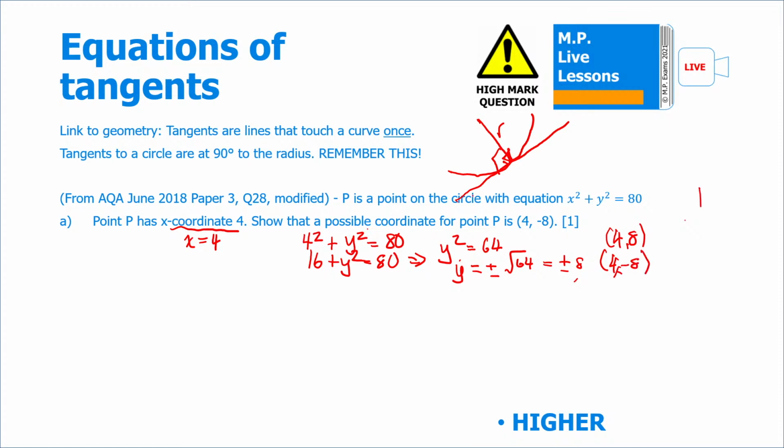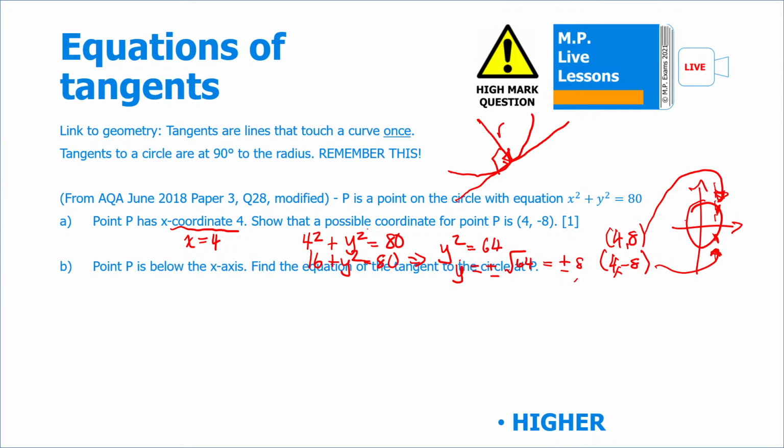It makes sense, because if you have the circle here, you could have 4, 8 here, or 4, minus 8 here. Now, point P is below the x-axis, so that would be y is less than 0. And find the equation of the tangent to the circle at P. And we've got a little diagram here.